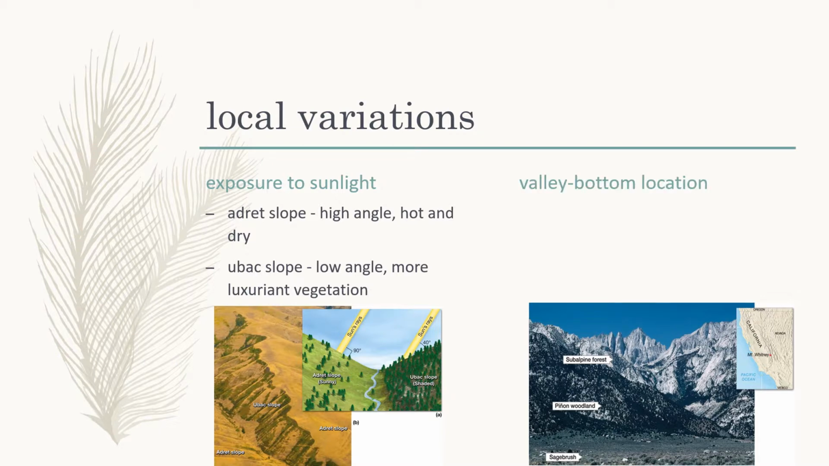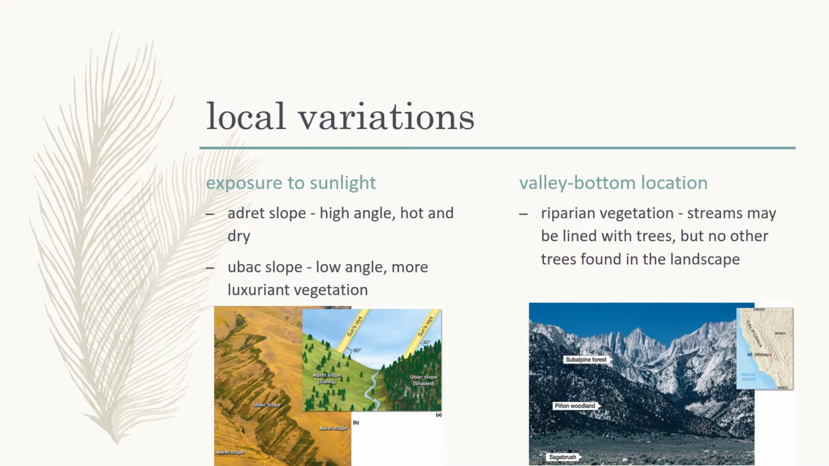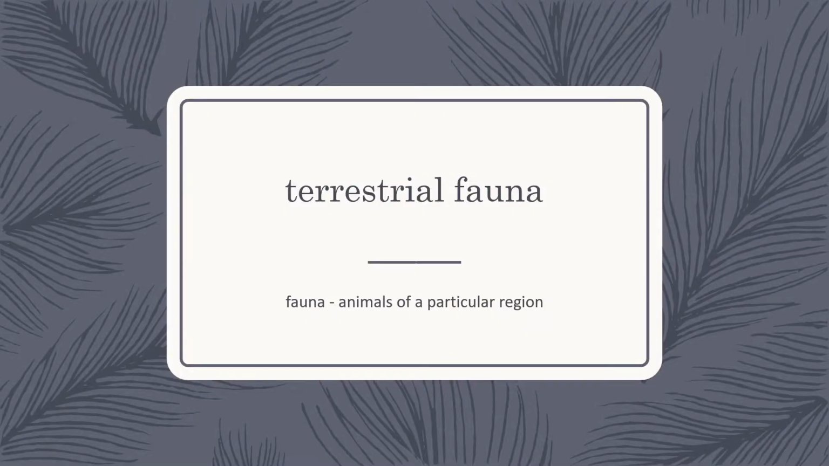A valley bottom location can also affect vegetation. Riparian vegetation happens when streams are lined with trees but grow nowhere else in the landscape due to the exposure to the sun. Next, we have terrestrial fauna, or animals which inhabit a particular region.